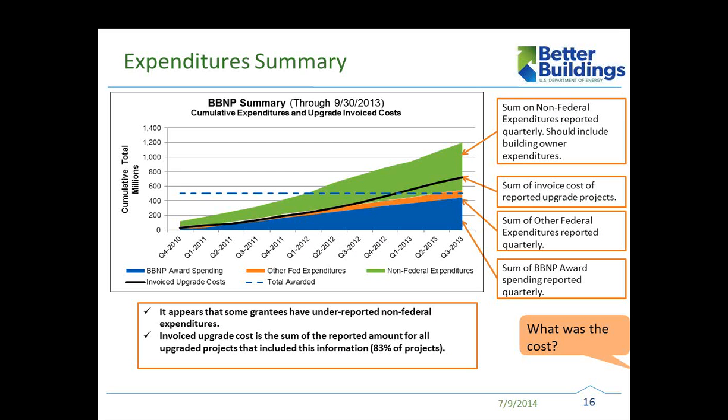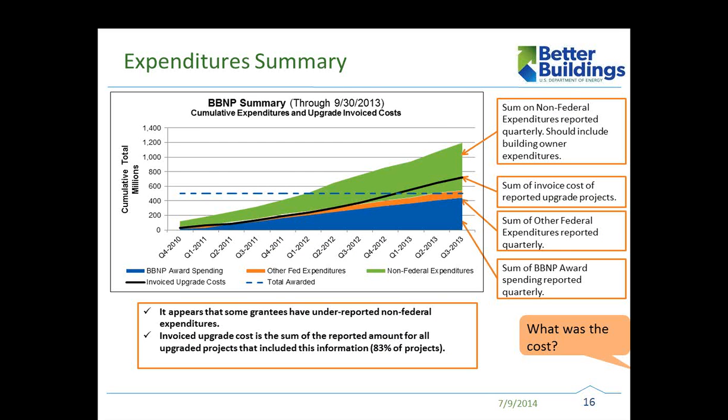The orange area under the graph is other federal expenditures. It could be another DOE grant or HUD funding or some other federal source. The green area in the graph is non-federal expenditures. That includes state, local, as well as building owner contribution. So that's what's represented there. And then there's a black line that's across the graph as well, superimposed on top of this, which is what was reported as invoice cost of all of the upgrades. So this is the sum of the invoice costs reported for all upgrade projects.